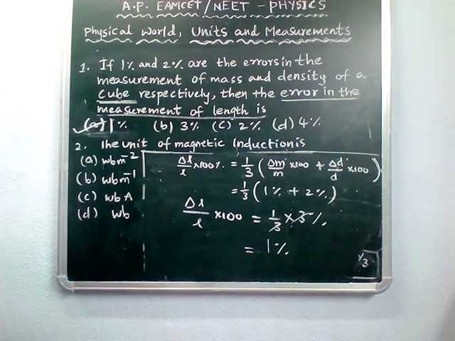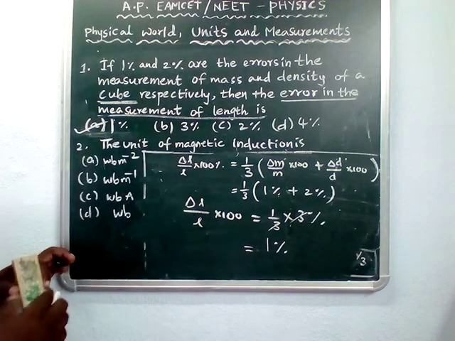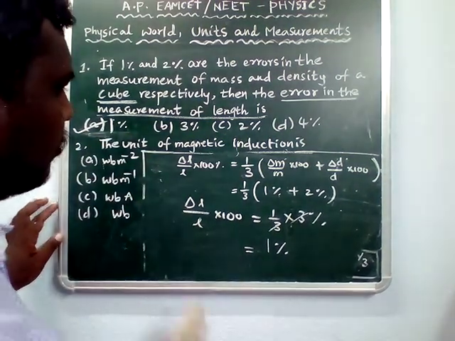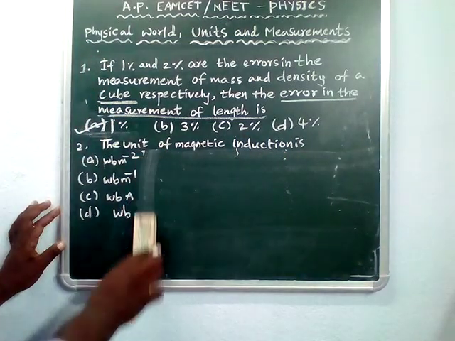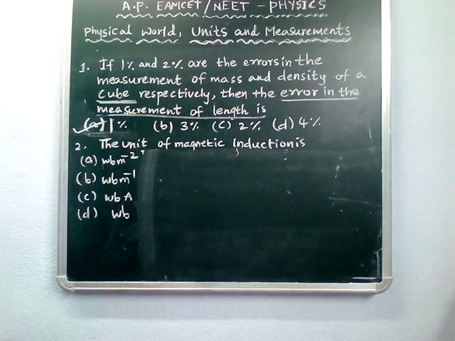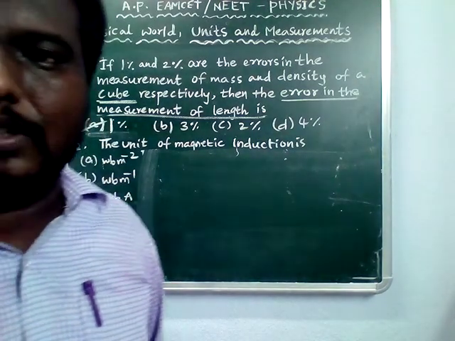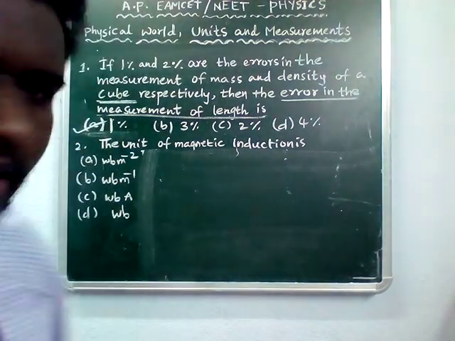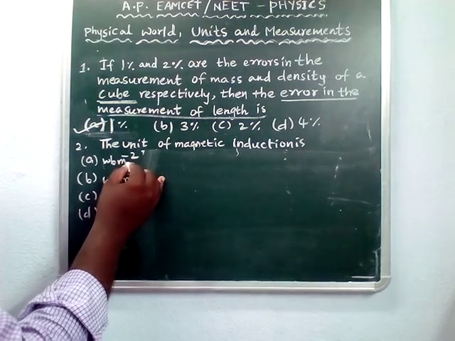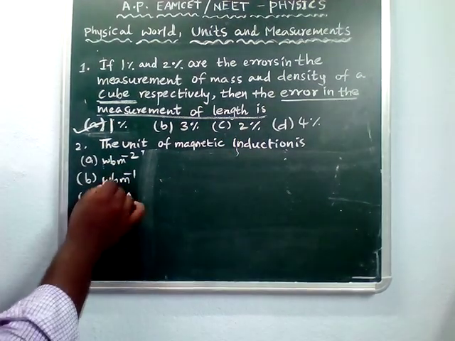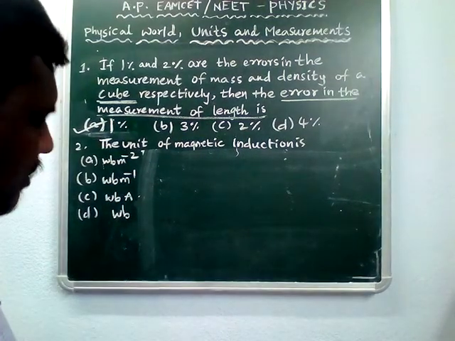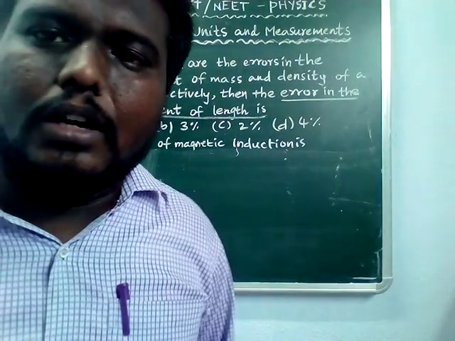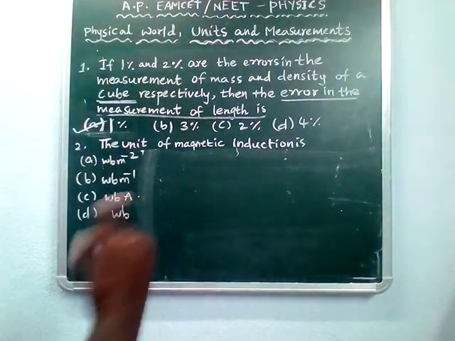Now the second one, question number 2. The question is: the unit of magnetic induction is option A, Weber meter inverse 2; option B, Weber meter inverse 1; option C, Weber ampere; option D, Weber. So how can we determine the unit of magnetic induction?